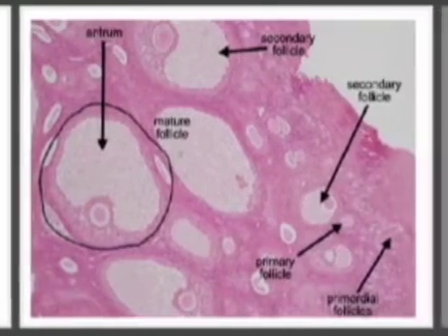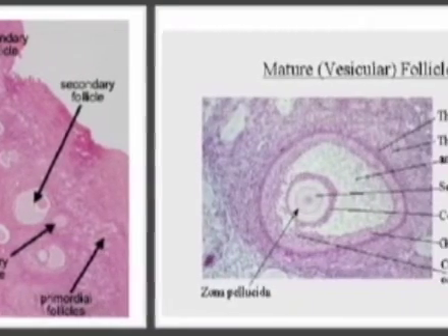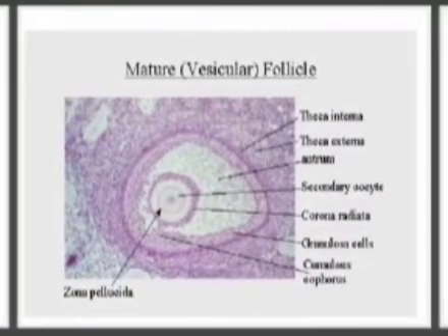You are looking here: antrum, mature follicle, secondary follicle, primary follicle. These are the developmental changes. Again, you are looking here: mature vesicular follicle, theca interna, theca externa, antrum, ये cavity, fluid filled cavity. Secondary oocyte, उसके इर्द गिर्द जो सेल हैं, they form the corona radiata.